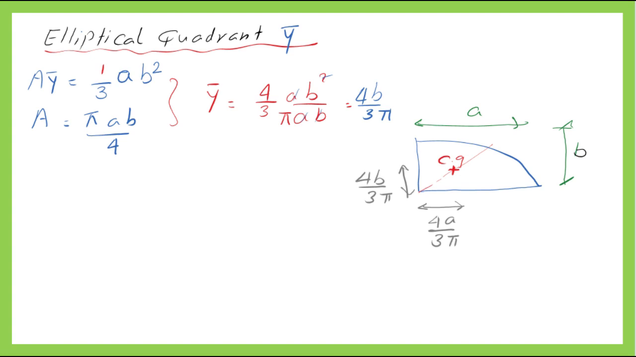In the sketch we have for the elliptic quadrant, the CG is apart from the y-axis by distance equal to 4a over 3 pi, while the vertical distance y bar equals 4b over 3 pi, which we have just proved, for the major axis distance equal to a and the minor axis distance equal to b.